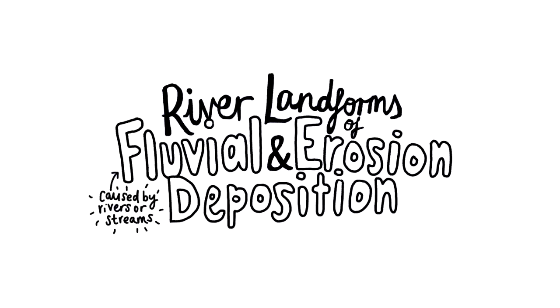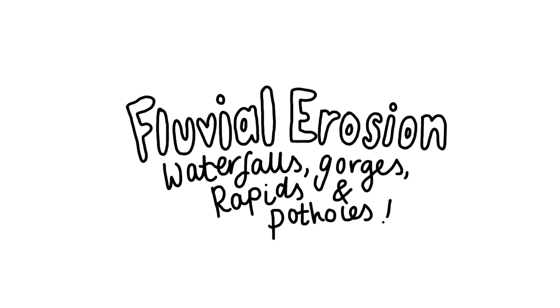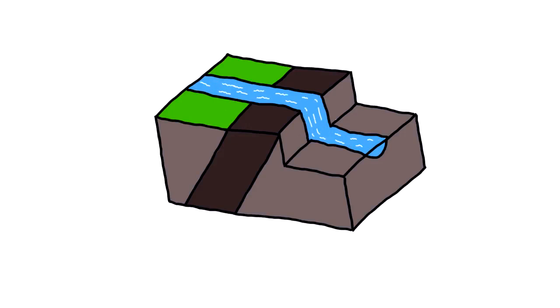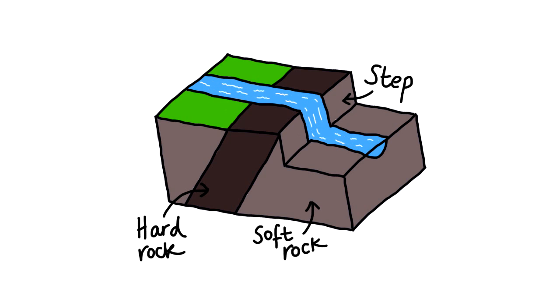Some river landforms are created as a result of erosion, deposition, or both. Some examples of fluvial erosion are as follows. Waterfalls occur when there is a sudden change in the gradient of a river as it flows downstream. They form when a band of hard rock meets softer rock. The softer rock erodes much faster than the harder rock, causing a step in the riverbed.